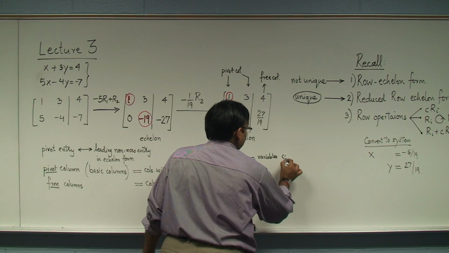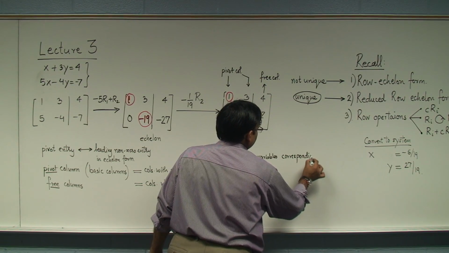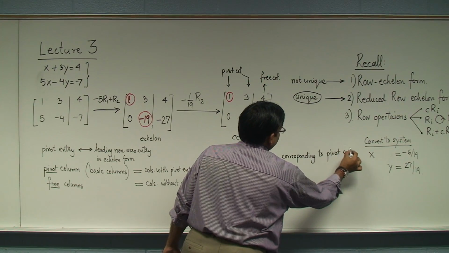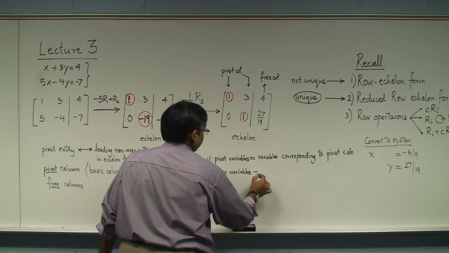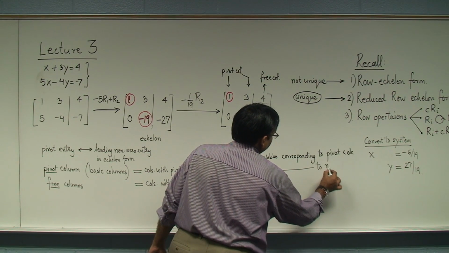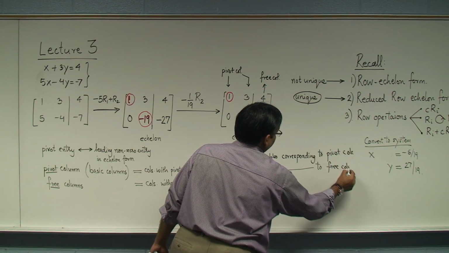Variables corresponding to pivot columns. And what will be free variables? Variables corresponding to the free columns, or the non-pivot columns.